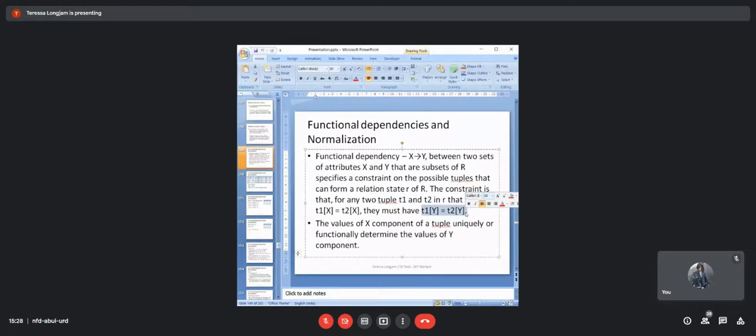In simple words, I will just tell you: if the value of X is given, you will be able to determine the value of Y. This is a simple definition of functional dependency. If there is a dependency from X to Y, then the value of X can uniquely define the value of Y, or you can say the value of Y can be determined from the value of X. What does it mean? If the value of X is given, then you will be able to get the value of Y by looking at the particular relational set.